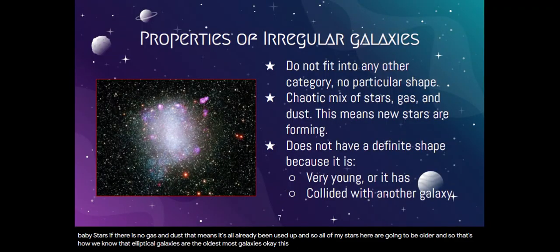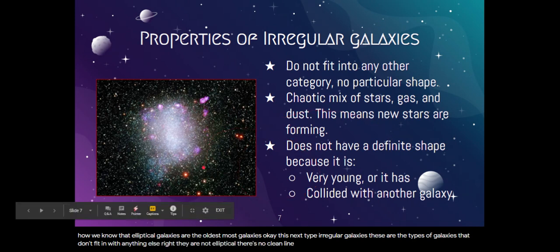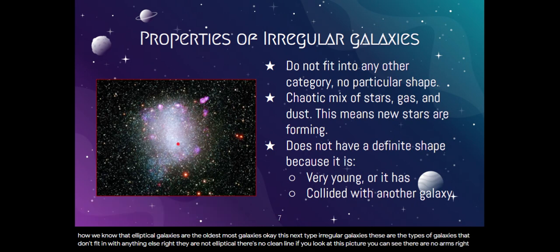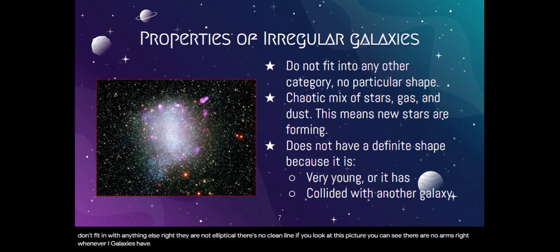Okay, this next type, irregular galaxies, these are the types of galaxies that don't fit in with anything else, right? They are not elliptical, there's no clean line. If you look at this picture, you can see there are no arms, right? Whenever a galaxy has arms, then you know that it is a spiral galaxy. But this one does not have anything. And so it's just kind of chaotic, it's wild and free. It is not symmetrical. So if you fold it in half, each side is going to be different.